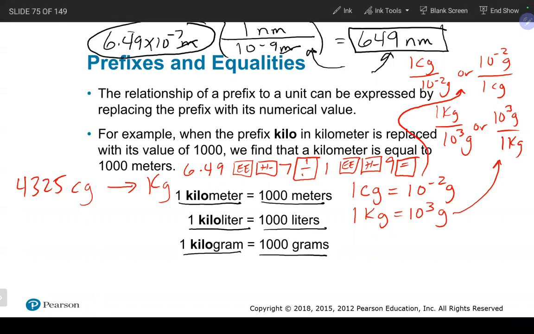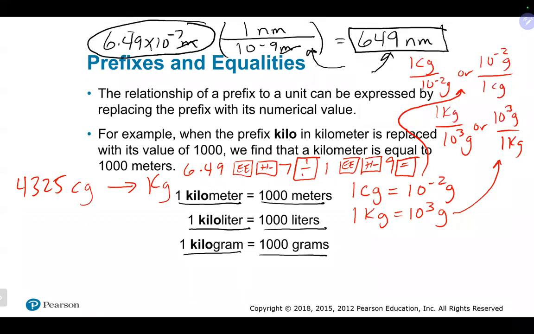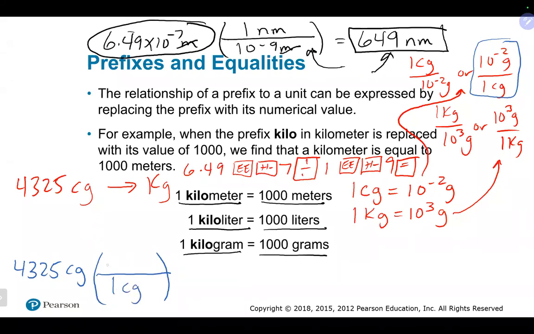So for the actual calculation, we would start with our made up number and hope for the best, 4,325 centigrams. I want to go from centigrams to grams. Which one of the conversion factors up on top should I use, the one on the left or the one on the right? I should use the one on the right, because by setting it up this way, the centigrams are up on top. So to get rid of them, I have to put the centigrams on the bottom. And that would be that 1 centigram is 10 to the minus 2 grams.